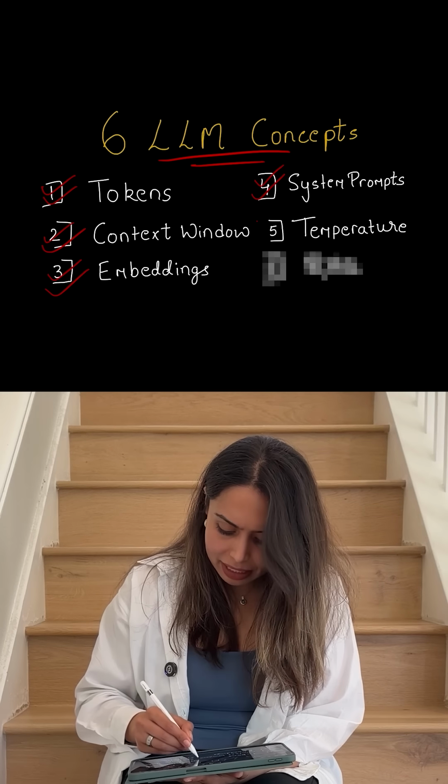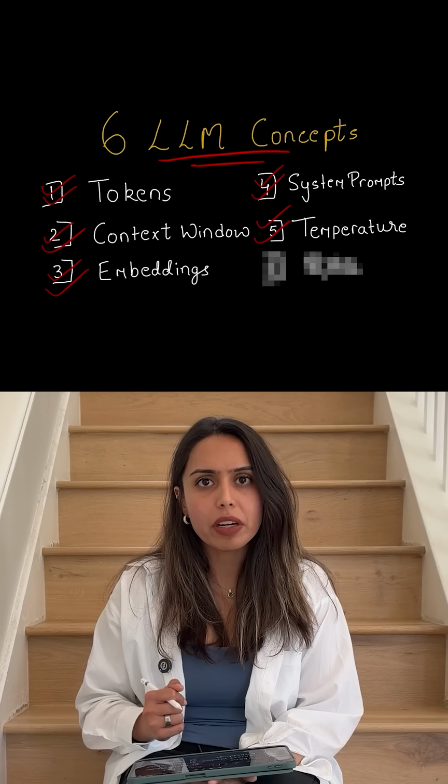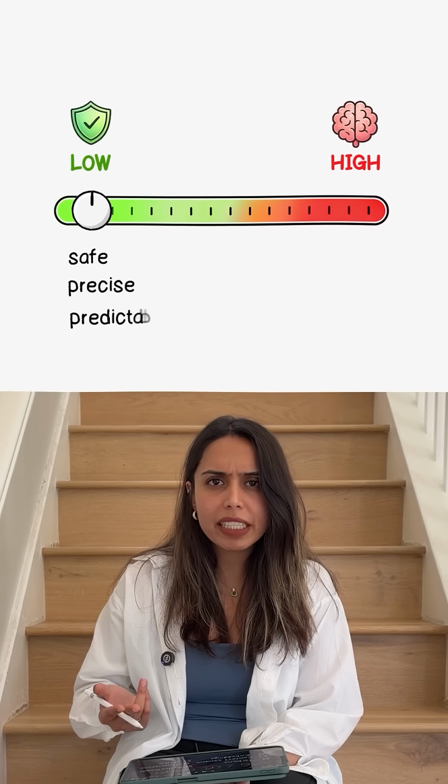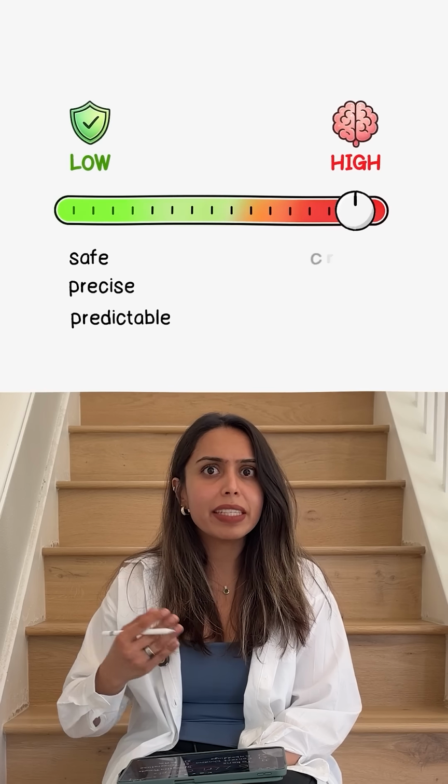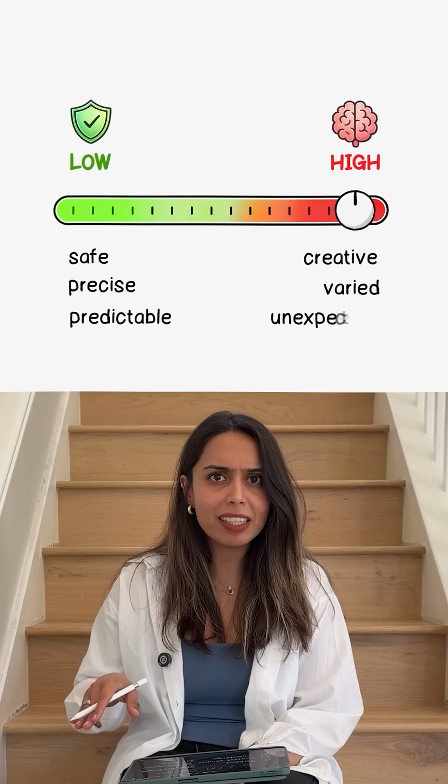The next component is temperature. The model is ready to respond. Temperature here controls how the model generates the answer. If it's set to lower temperature, it's safe, precise, and predictable. Whereas high temperature means creative, varied, and completely unexpected at times.